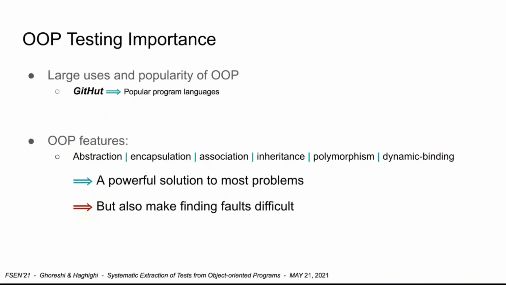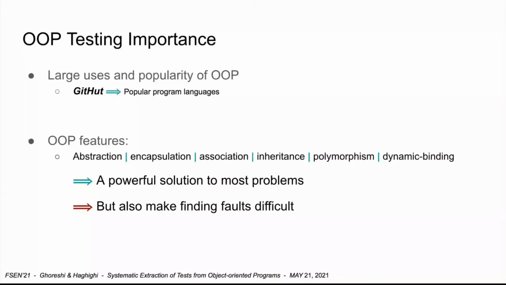Maybe the importance of object-oriented programs is obvious because of the use and popularity of this methodology among developers. For instance, I can mention GitHub. GitHub is a language and analyzing tool. As you know, GitHub contains about 28 million open source projects. You can use GitHub to see different statistics like popular and most used languages.